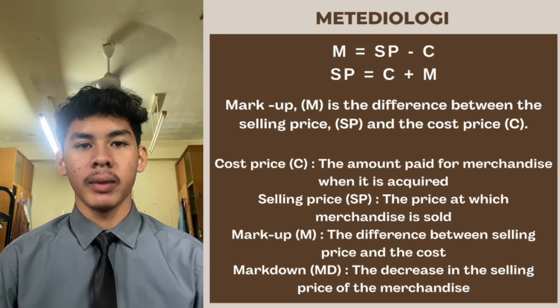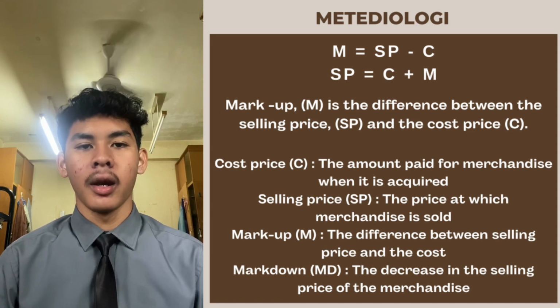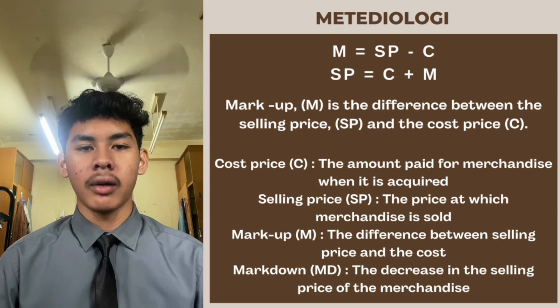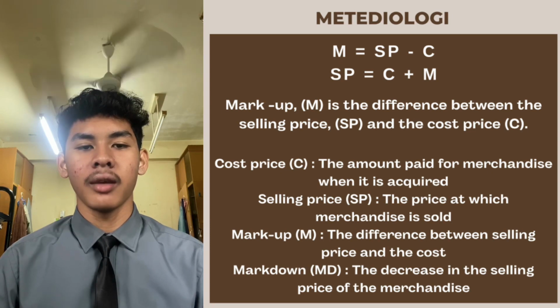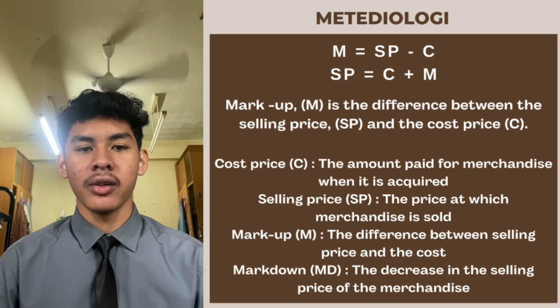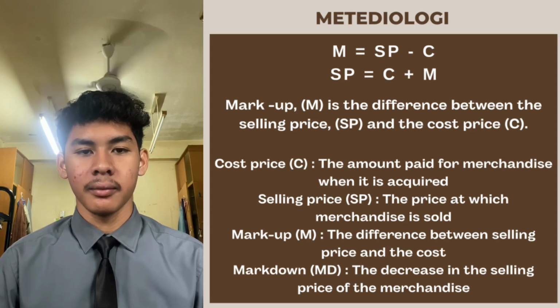The method for retailing mathematics is M equals SP minus C, and SP equals C plus M. M, markup, is the difference between the selling price and the cost price. Cost price is the amount paid for merchandise when it is acquired. Selling price is the price at which merchandise is sold. Markup M is the difference between selling price and cost. And the last one, markdown, is the decrease in the selling price of the merchandise.